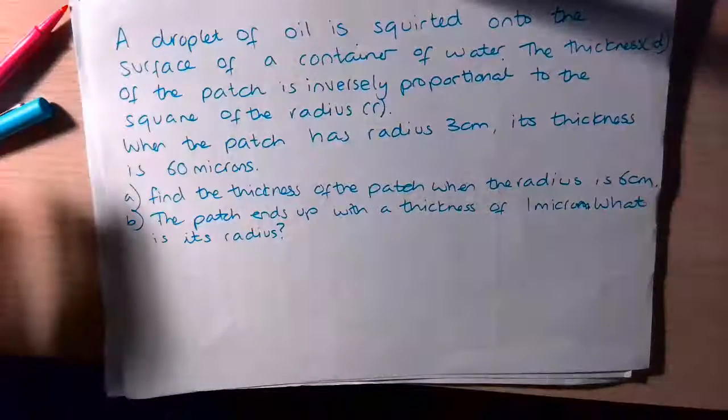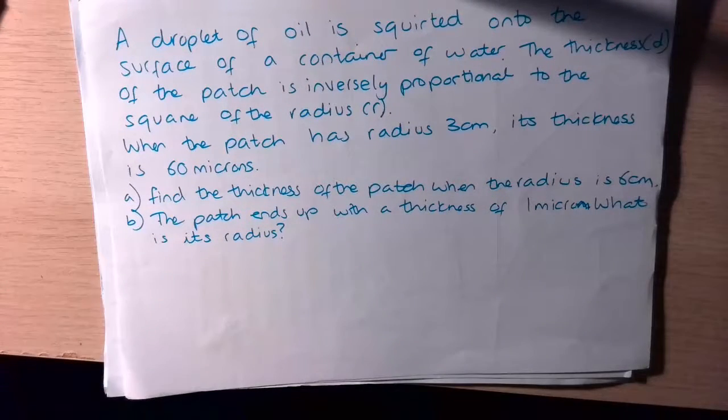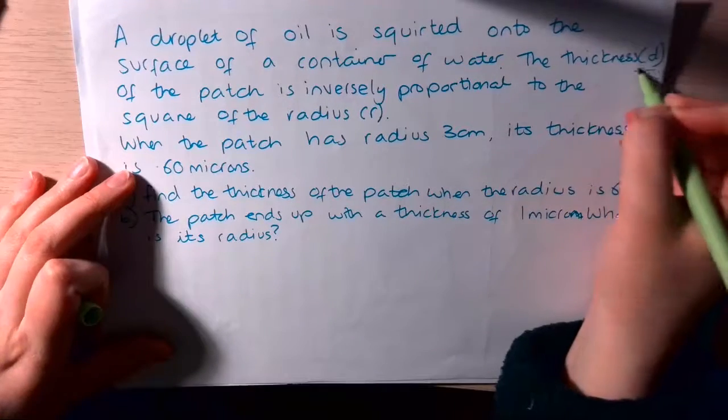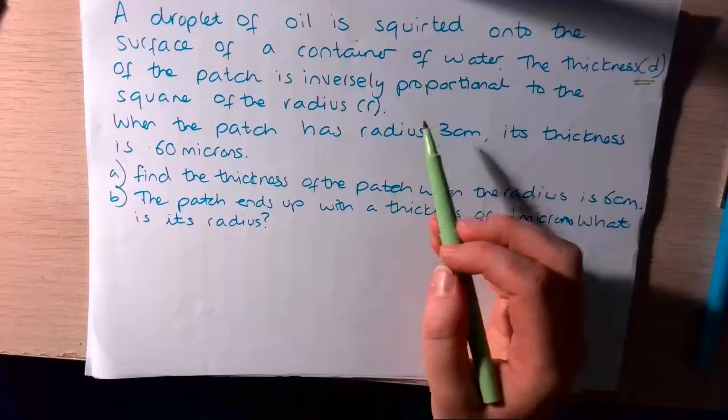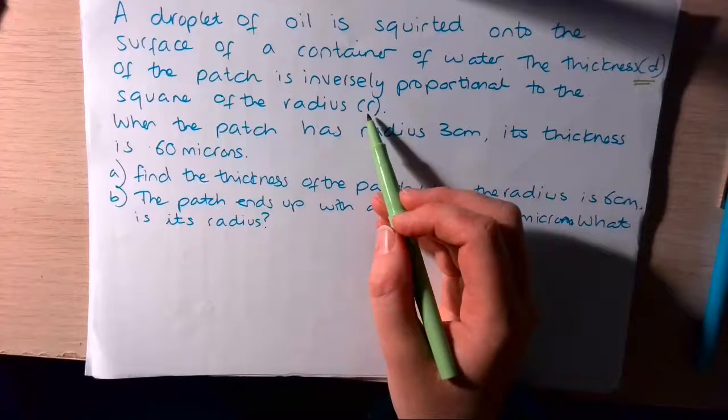Right, last one here, a bit more involved this one, okay? So use your imagination a bit. A droplet of oil is squirted onto the surface of a container of water. The thickness, d, that's the variable you've been told it's going to be, of the patch is inversely proportional to the square of the radius, and we're calling the radius r.